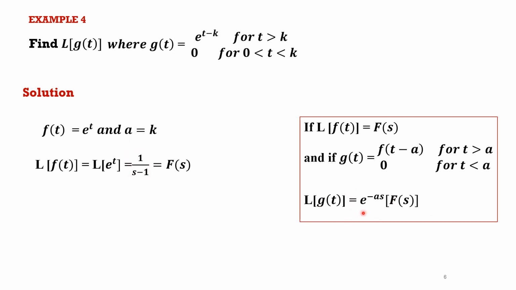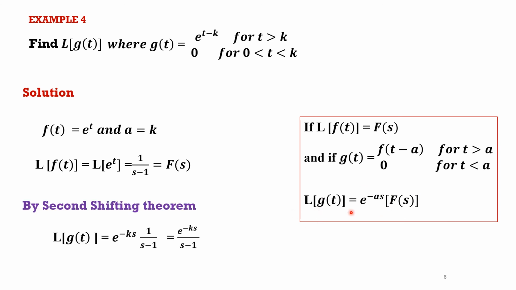Substituting in the second shifting theorem and getting L of g of t. A is equal to k and f of s is 1 upon s minus 1, which gives e raised to minus ks upon s minus 1. It's a simple second shifting theorem. If you don't remember this, then you have to use the basic definition of the Laplace transform and evaluate. That becomes very lengthy. So if you remember the second shifting theorem, such types of functions can be easily calculated. But the function has to be defined in this particular manner only: f of t minus a for t greater than a, equal to 0 for t less than a.